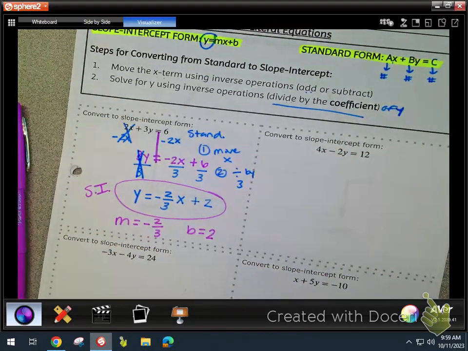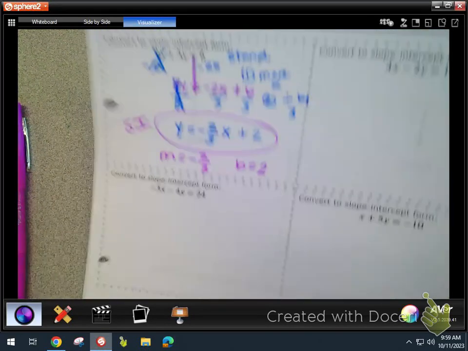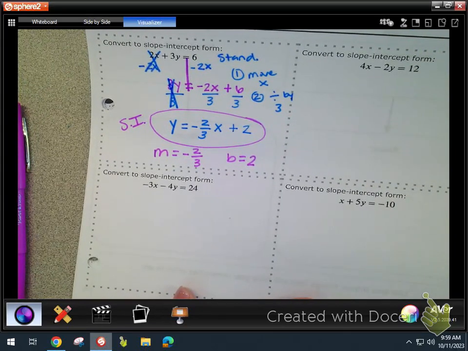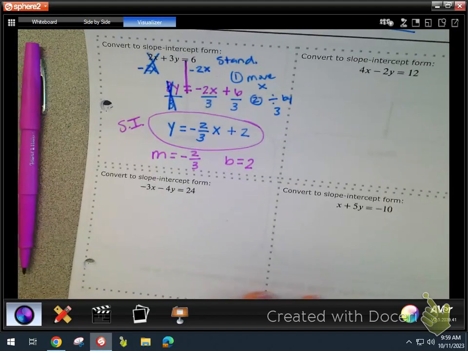Okay? Let's try the one right below it. And then I'm going to let you guys do 2 on your own. And then we're going to Delta Math it. Okay? All right. Convert to slope-intercept form.